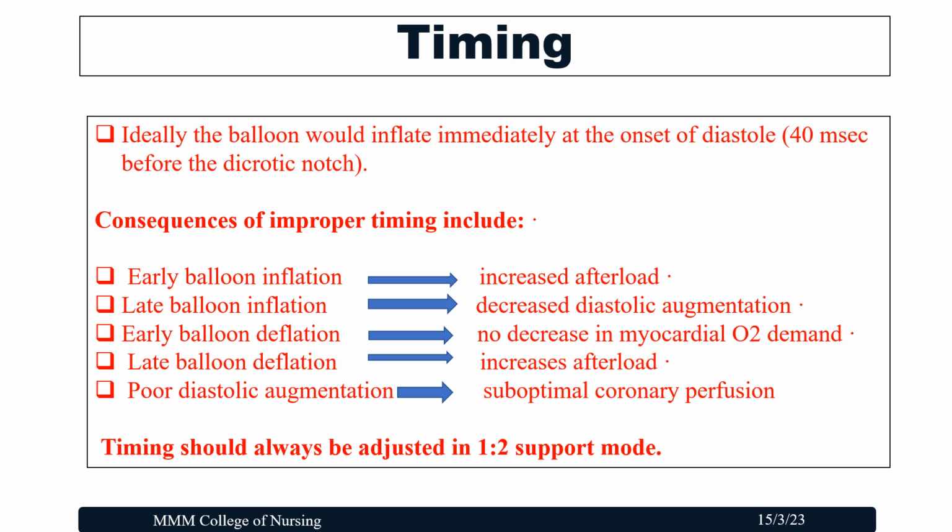These include early balloon inflation, which leads to increased afterload. Late balloon inflation can lead to decreased diastolic augmentation. Early balloon deflation means no decrease in myocardial oxygen demand. Late balloon deflation again increases the afterload, and poor diastolic augmentation leads to suboptimal coronary perfusion. Timing should always be adjusted at 1:2 support.